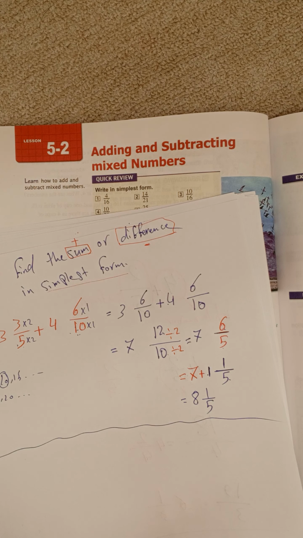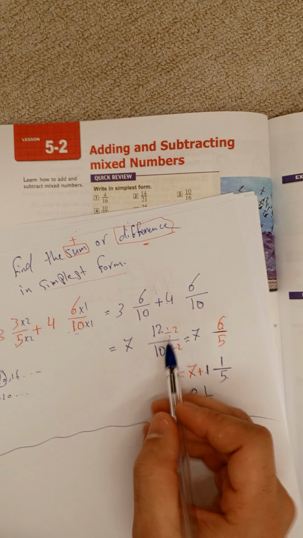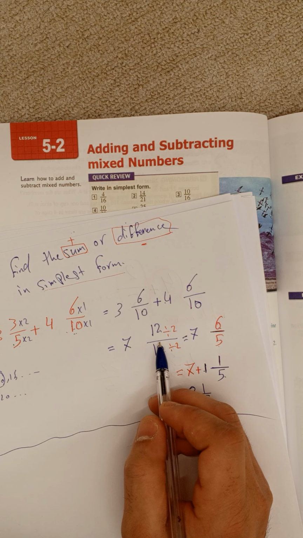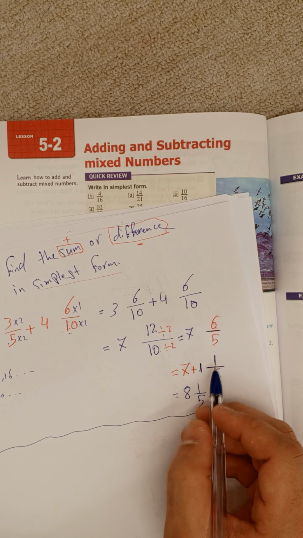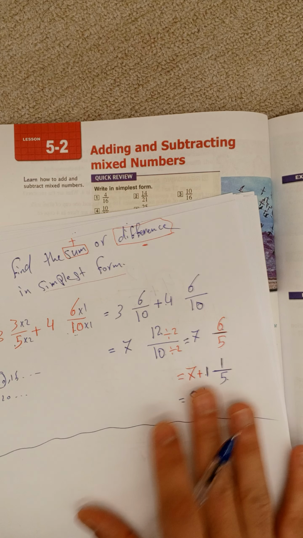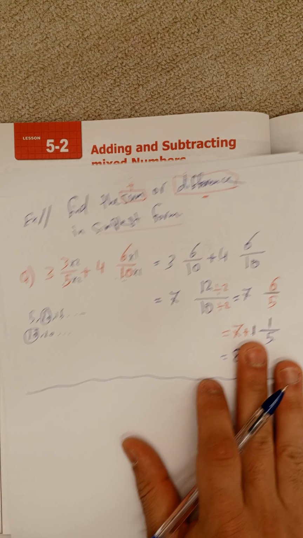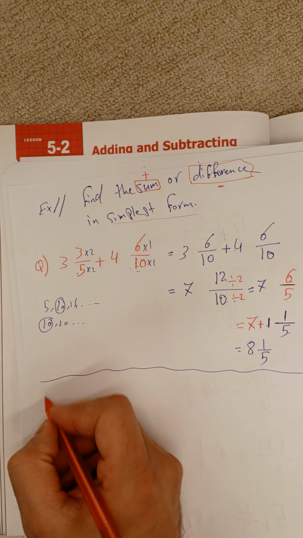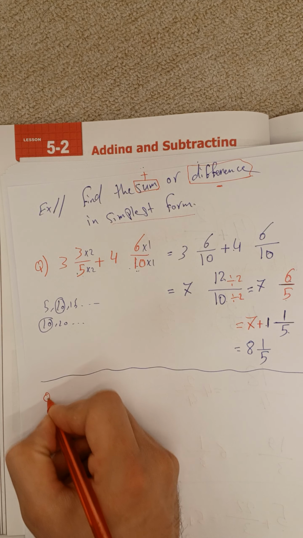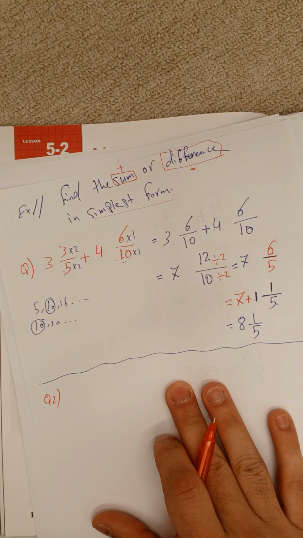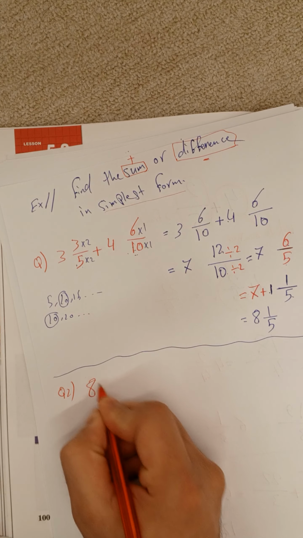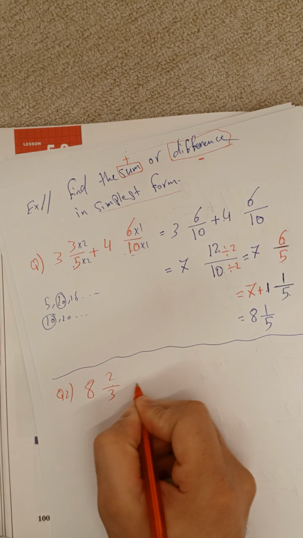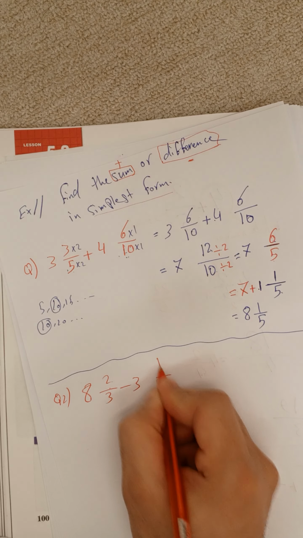That is the answer. If you do not write your answer in the simplest form, and if you do not change this one to the mixed number, you will not get the correct answer. Okay, so the second example, question 2, about subtraction. Let's say 8 and 2 over 3 minus 3 and 1 over 4.